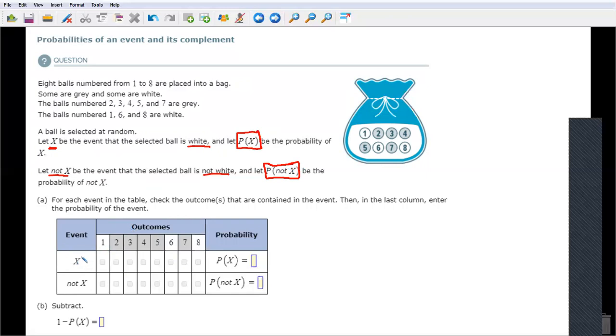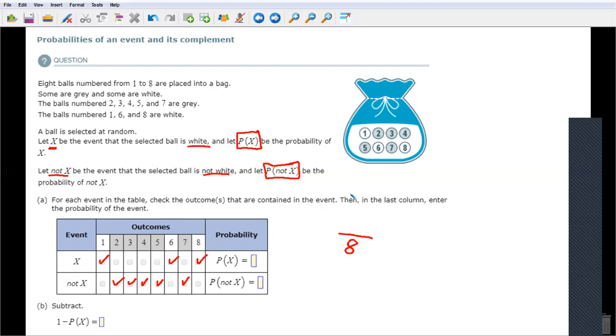So if you take a look down here, X was all of our white balls. So we have 1, 6, and 8 as our possible outcomes for X. For our possible outcomes for not X, we've got 2, 3, 4, 5, and 7. So if you take a look here, we got 8 total outcomes, 8 numbers that you could choose. So the bottom of our fraction is going to be 8.